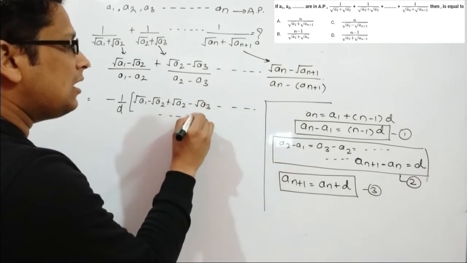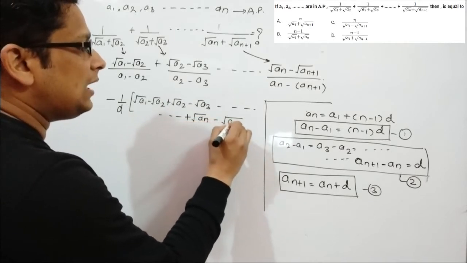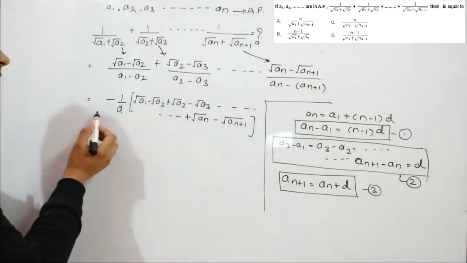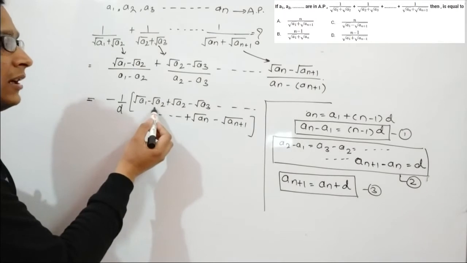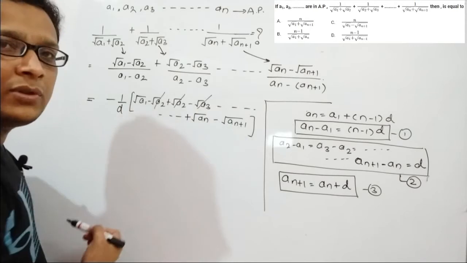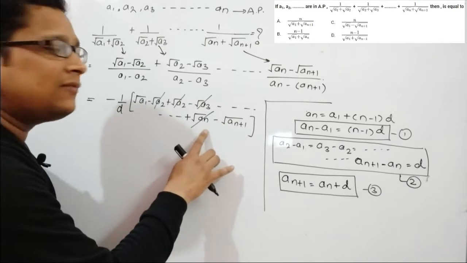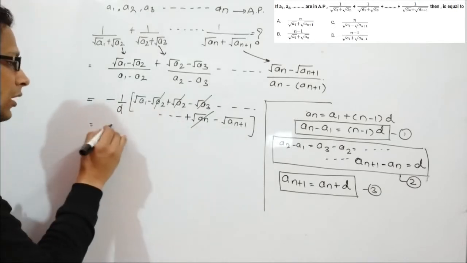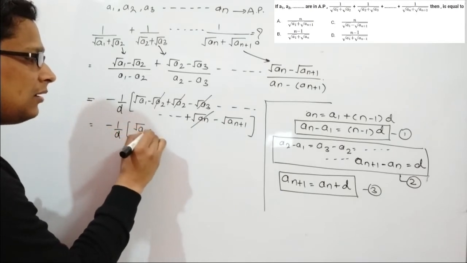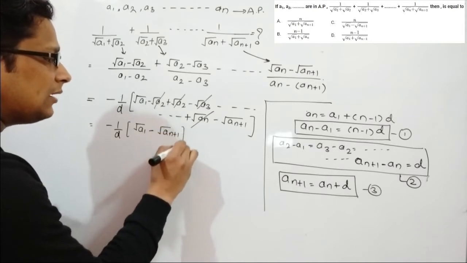This can be written as this plus sign of √an minus √(an+1), that term will be there. Now we see in this step, this √a2 will be cancelled out by this plus √a2, and minus √a3 will be cancelled out by the further term, and in the same way this √an will be cancelled out. So the remaining terms are what? Minus 1/d into √a1 minus this term, that is minus √(an+1), will be there.